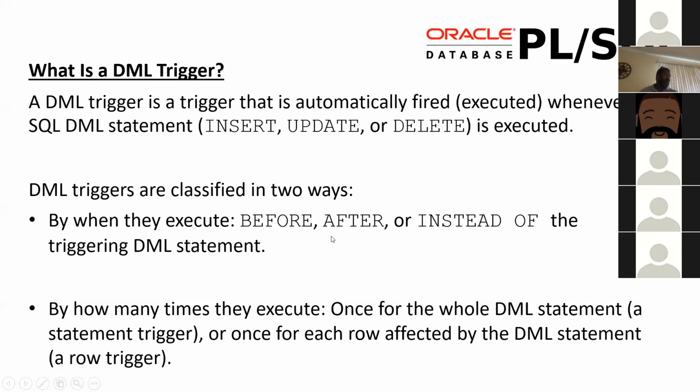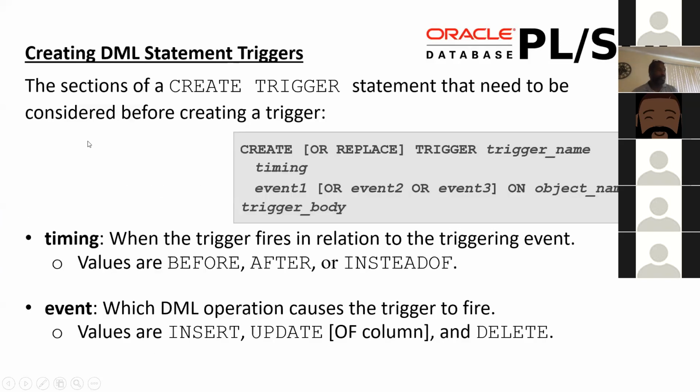I'm jumping ahead of myself. Rewind. Okay, so the classification of triggers, and I'll explain this, sorry for the confusion. Triggers usually fire once, and just keep that in mind as far as DML triggers. So once for the whole DML statement, a trigger will fire just the one time based on the event. So let's talk about the sections of a create trigger or a DML statement.